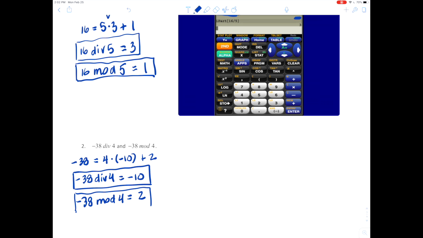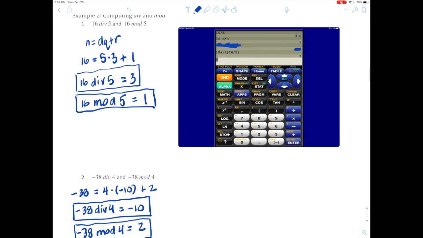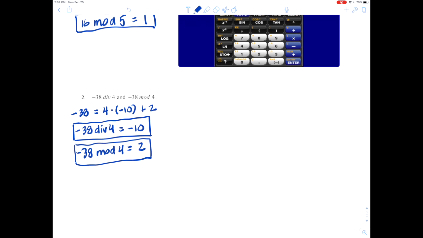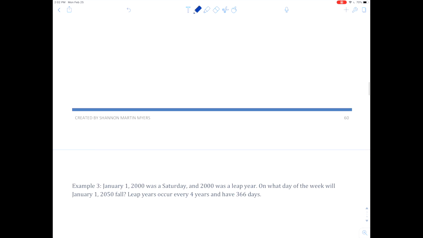Cool? All right, so you can see how to do that on the calculator. I won't redo that one. I think you're very skilled at that kind of stuff. And I will move it on.